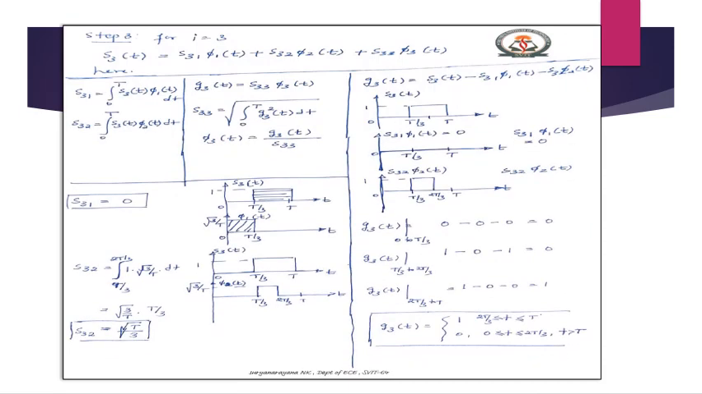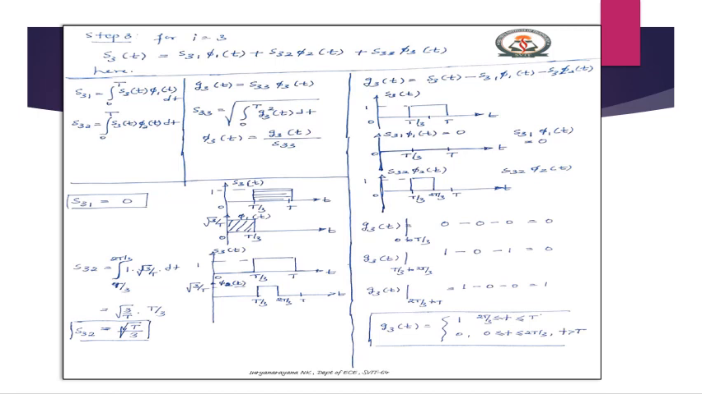Now let's do step 3. So first we should substitute i value as 3 in equation 1. Therefore s3 of t equals S31 into phi1 of t plus S32 into phi2 of t plus S33 into phi3 of t, where now we should find out S31, S32 and S33, and also phi1, phi2, phi3.